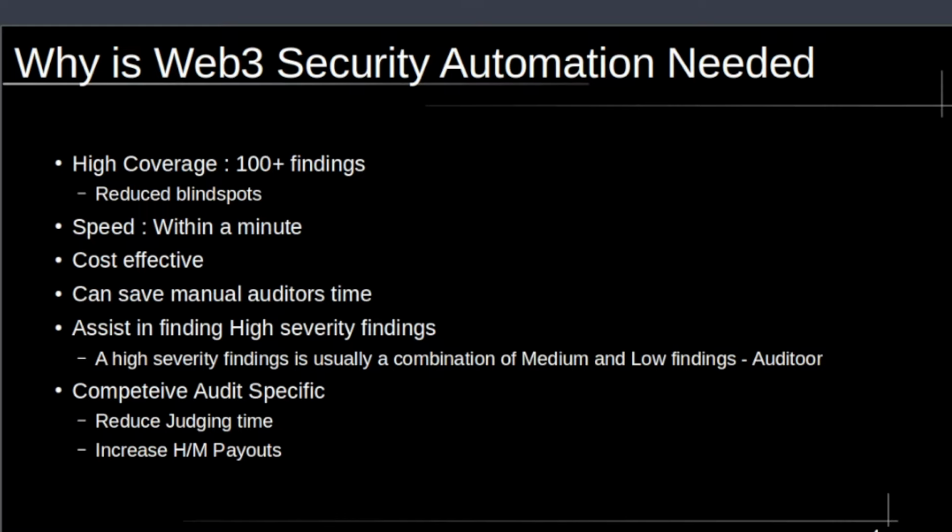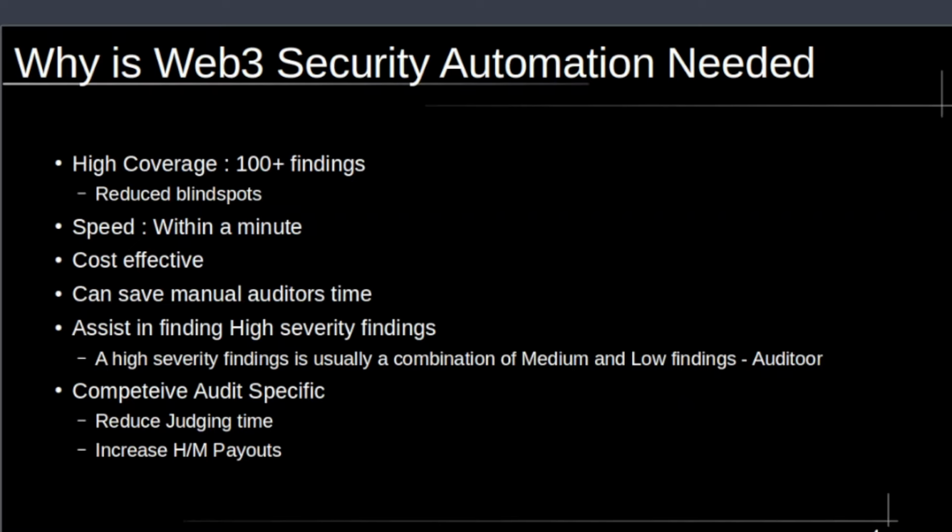And there are also some comparative audit specific advantages, such as reduced judging time. Let's say you're a judge on a particular comparative platform and you're looking at a vulnerability submission. You can cross-reference that with the known issues report, and if it exists within the report, you can straight away go on to the next finding. So this has the potential to save judges a lot of time.